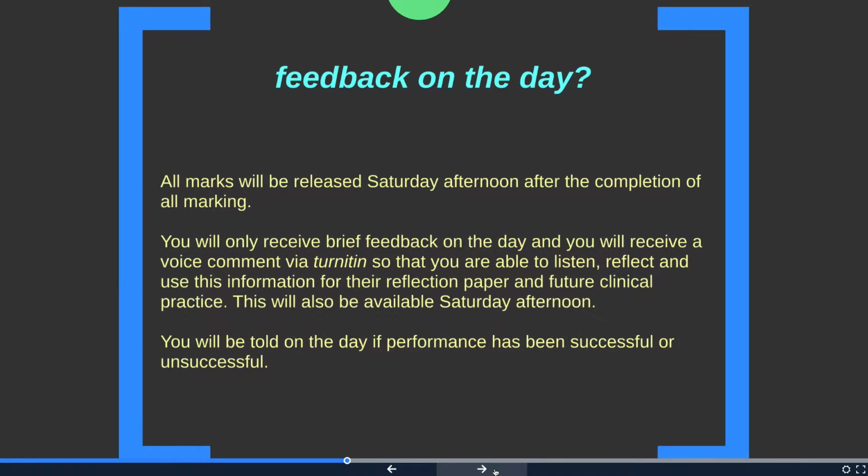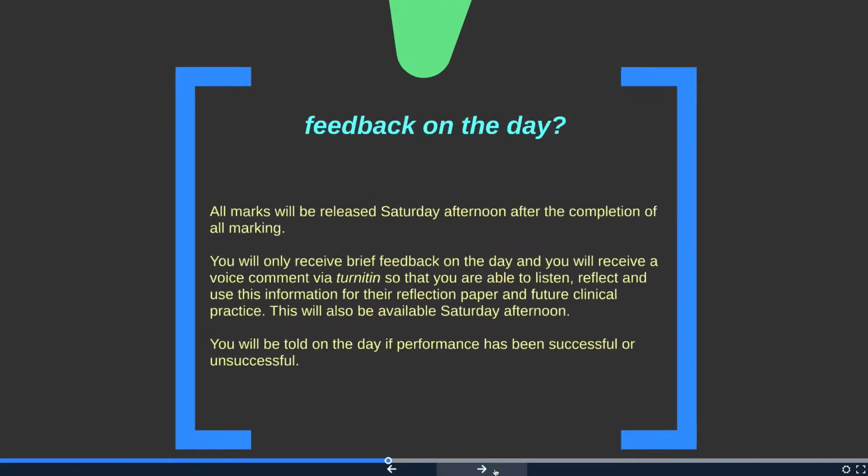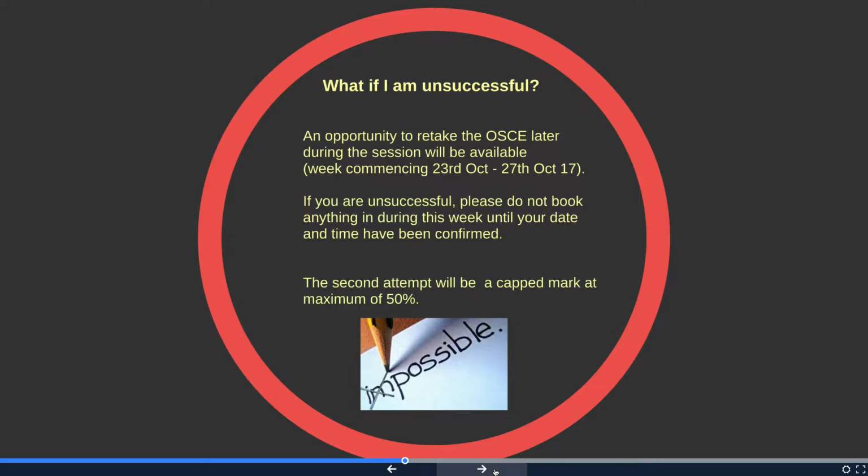So, feedback on the day. For all students that perform their OSCE during OSCE week, all marks will be released Saturday afternoon after the completion of all that marking for that week. You will only receive a brief feedback on the day, but you will receive a voice comment via Turnitin so that you're able to listen, reflect and use this information for your reflective paper and for your future clinical practice. And this will also be available Saturday afternoon. You will be told on the day if your performance has been successful or unsuccessful.